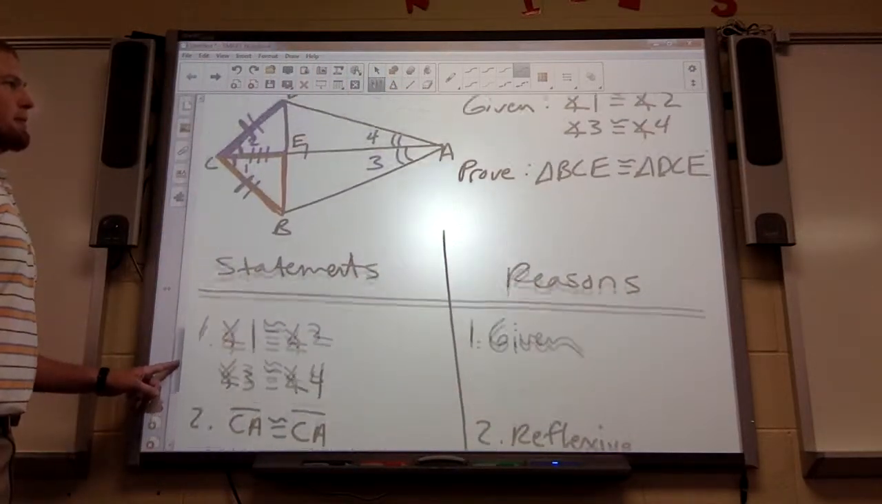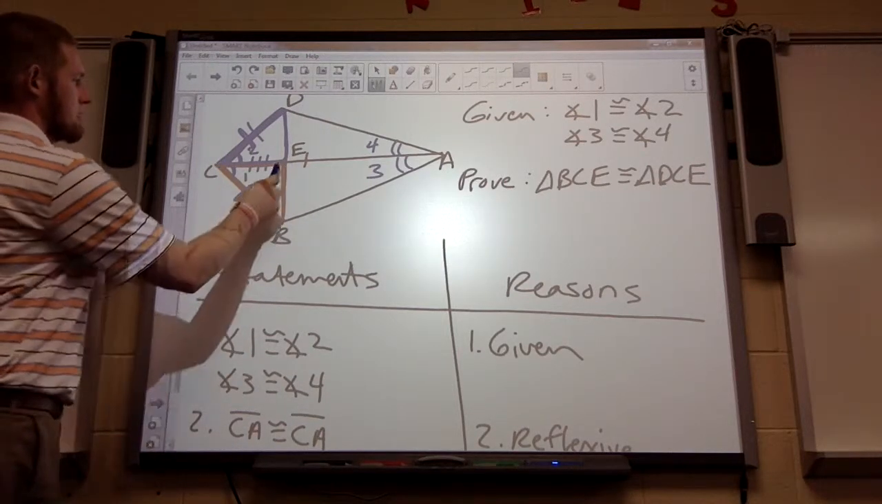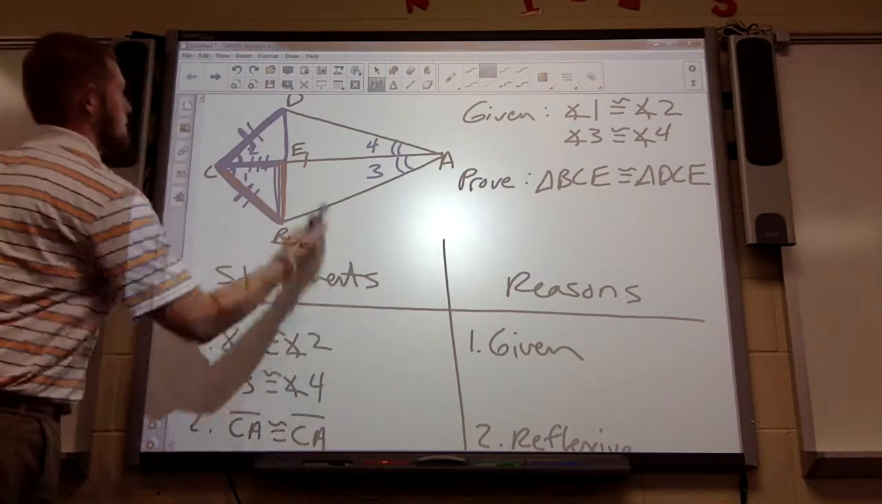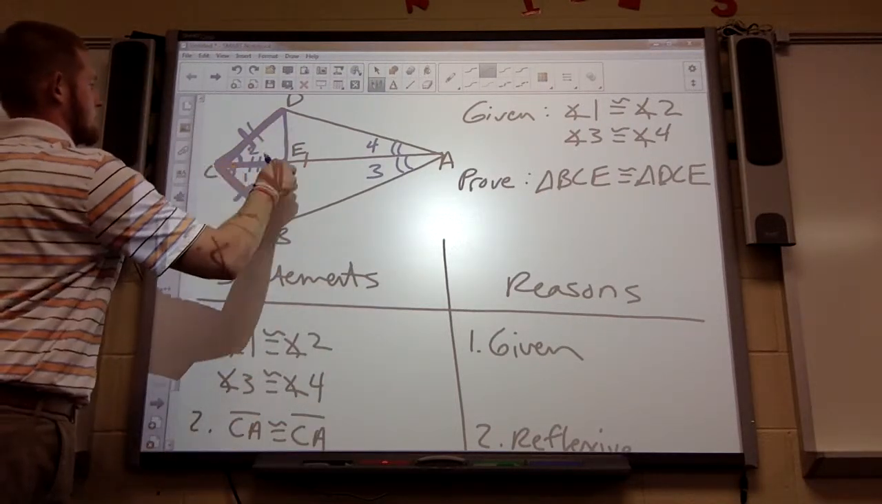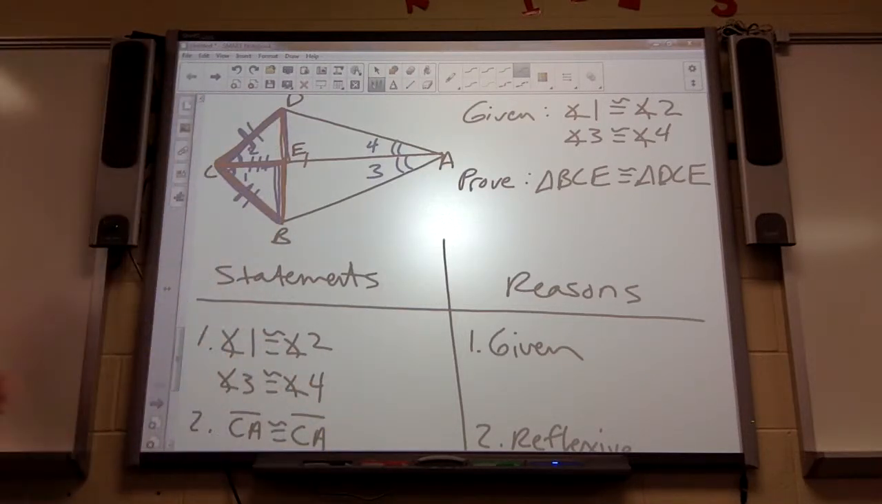Now, is there enough information to prove that BCE, this triangle here, is congruent to DCE, the top triangle? Can I prove those two triangles congruent? Talk to your neighbor quickly. If you think you can prove them congruent, talk to your neighbor about how you're going to prove them congruent. What theorem?